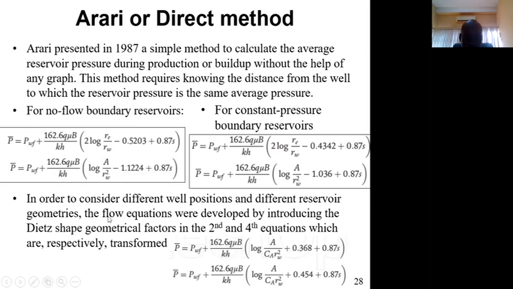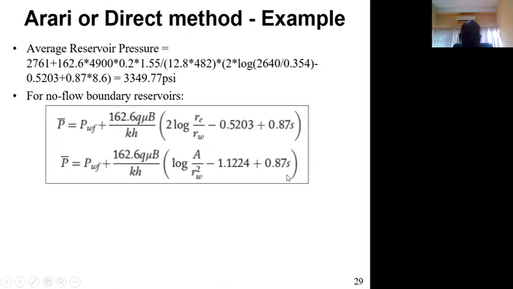But if you are going to consider, of course, different well positions and reservoir geometries, the Dietz shape factor needs to be incorporated, and that's what you have in the two equations below. So this corresponds to this second equation here, and this for the fourth equation. So the direct method is quite simple. All you need to do is to substitute.